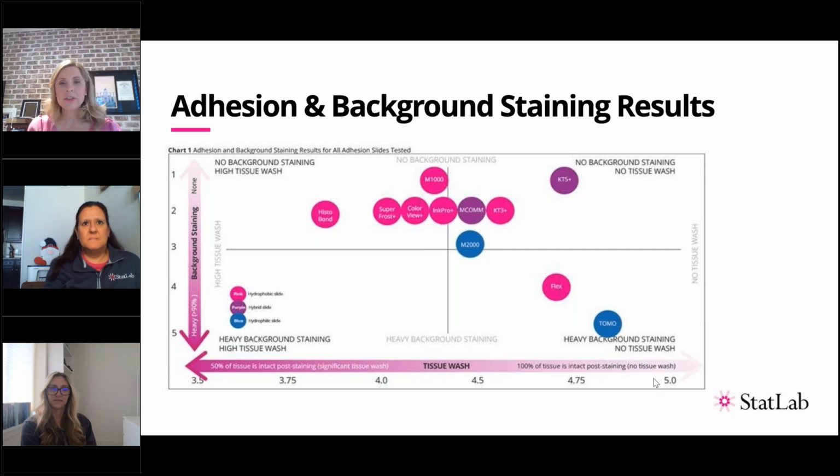In the middle of that graph, you see a lot of slides. Some have better adhesion than others, according to our study. Some have better backgrounds than others. But the key is to take a look and say, what's important to my lab? Do I want something with incredible adhesion and no background wash? Do I want something with a little bit different background, with a little bit different water bath behavior? Picking and choosing what matters most for your workflow, for your stainers, that's the most important thing you can do. But this is the culmination of this initial study. Next slide.